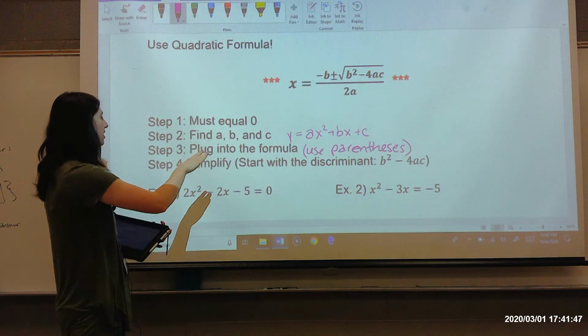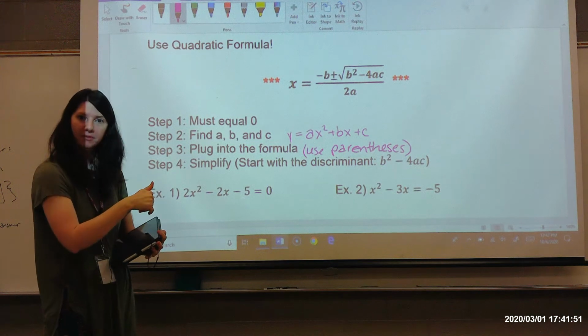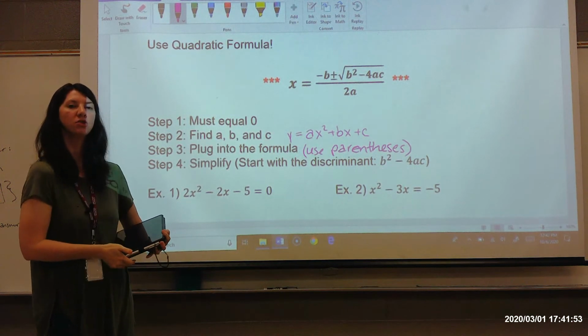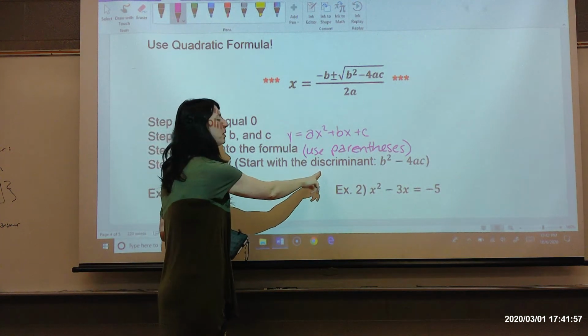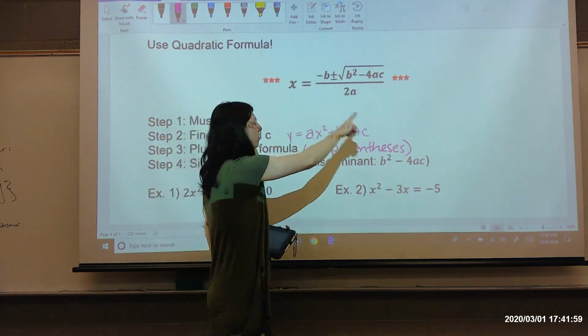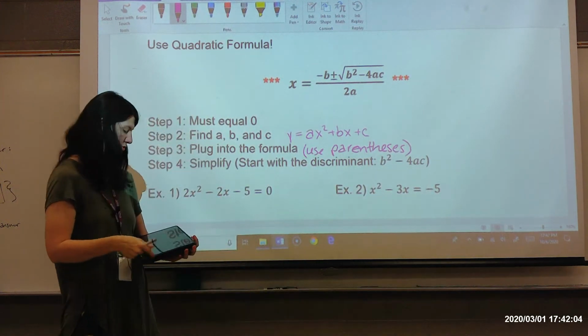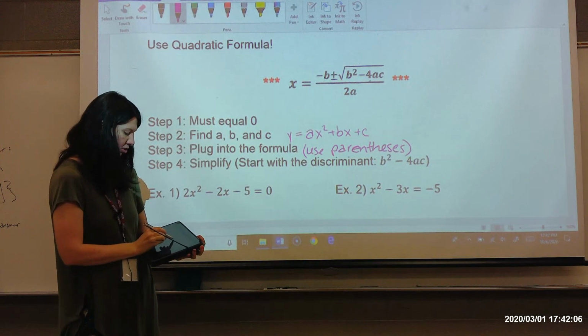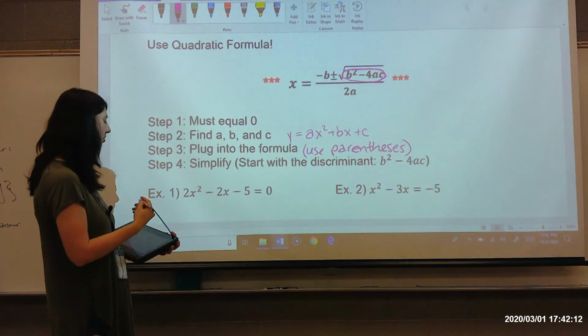And then once you have it all plugged in, you're going to simplify. And you're going to have to simplify, simplify, simplify until you come out with as close to an exact answer as possible. I recommend starting with what we call the discriminant. The discriminant is part of the formula. It's that b squared minus 4ac. And we're actually going to explore the discriminant later in class. But the discriminant's right here underneath the square root. Okay? So let me go through an example.